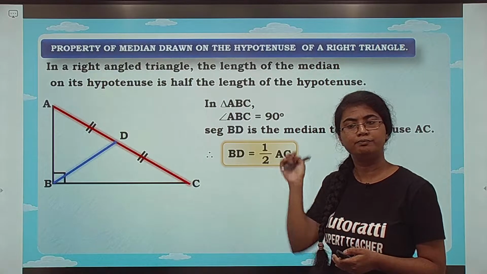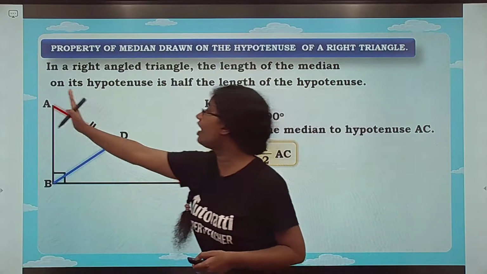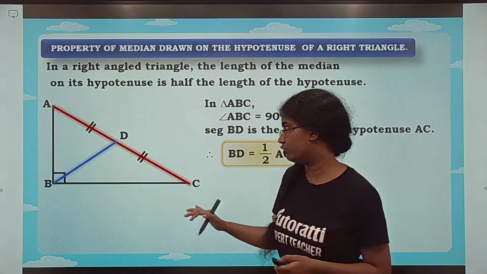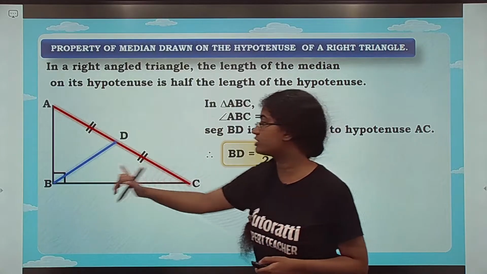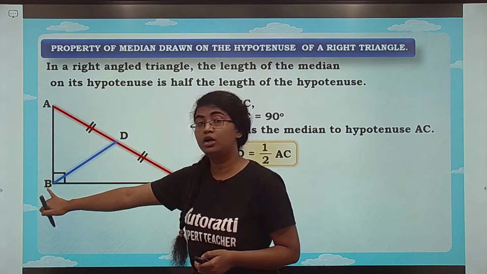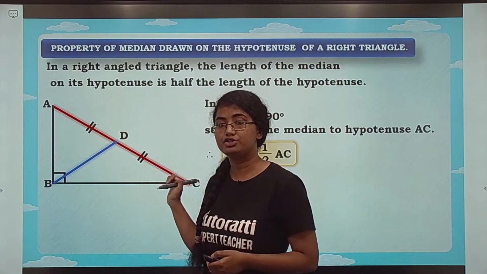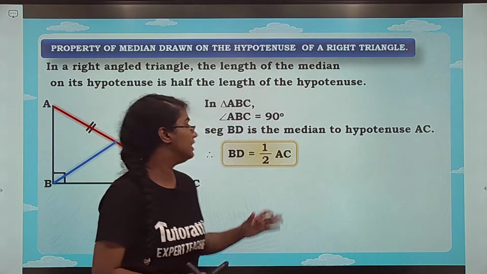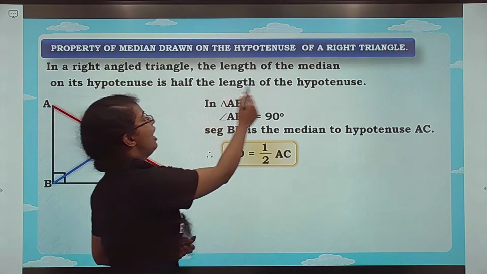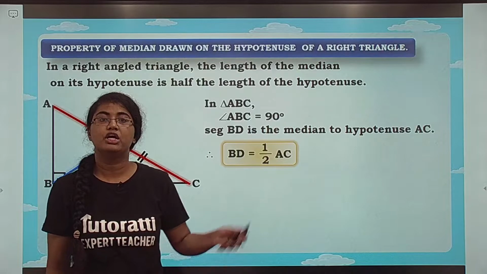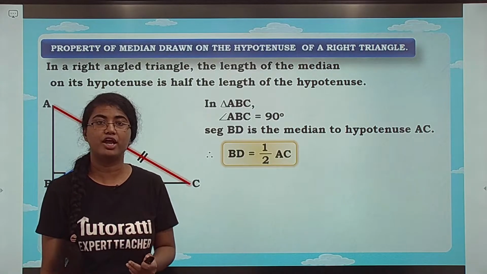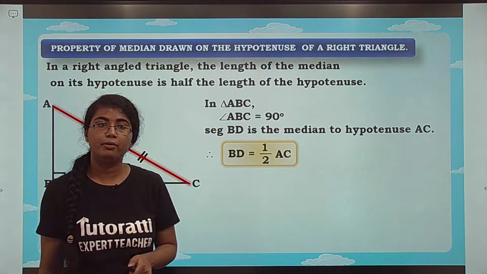क्या समझ में आया? Let's come to the figure again. You have a right angle triangle ABC. उसमें hypotenuse is AC because it is opposite to the right angle. BD is the median. It joins vertex to the midpoint of your hypotenuse. Now you can say that length of BD is equal to half of the hypotenuse. This is the property of the median drawn to the hypotenuse of a right angle triangle. Okay, is it easy to remember?